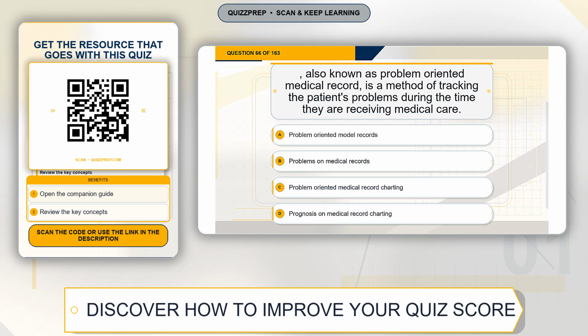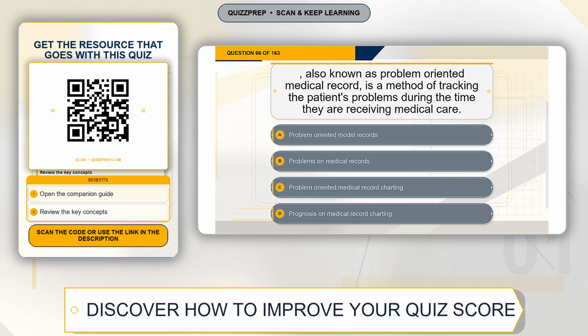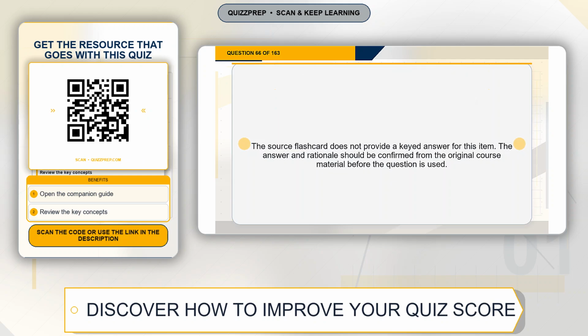Question 66. Also known as problem-oriented medical record, is a method of tracking the patient's problems during the time they are receiving medical care. Option A, problem-oriented model records. Option B, problems on medical records. Option C, problem-oriented medical record charting. Option D, prognosis on medical record charting. The correct answer is not shown. Explanation. The source flashcard does not provide a keyed answer for this item. The answer and rationale should be confirmed from the original course material before the question is used.